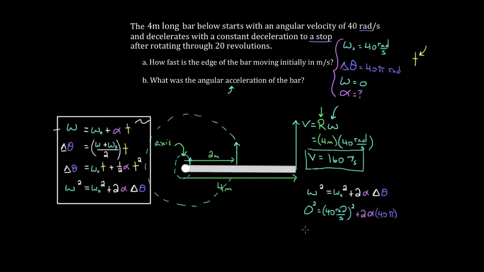And if you solve this algebraically for alpha, you move the 40 squared over to the other side, so you'll subtract it. You'll get a negative 40 radians per second squared. And then you've got to divide by this 2, as well as the 40 pi radians, which gives me negative 6.37 radians per second squared. Why is it negative? Well, this thing slowed down to a stop. So this angular acceleration has got to have the opposite sign to the initial angular velocity. We called this positive 40. That means our alpha is going to be negative.